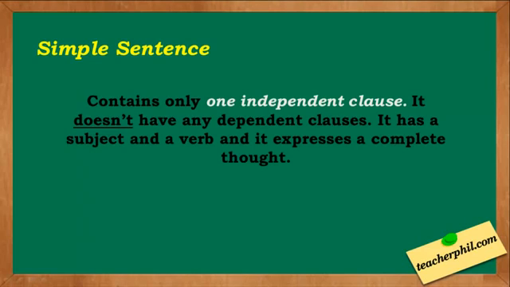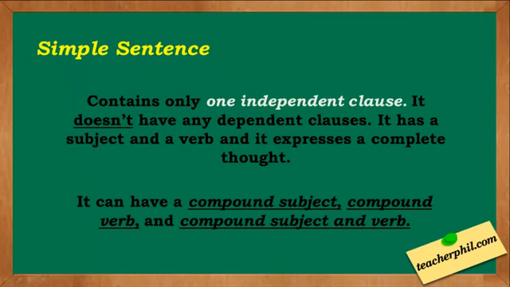Simple sentence. A simple sentence contains only one independent clause. It doesn't have any dependent clauses. It has a subject and a verb, and it expresses a complete thought. That doesn't mean that it has only one subject and one verb, because a simple sentence can have a compound subject, a compound verb, and compound subject and verb.